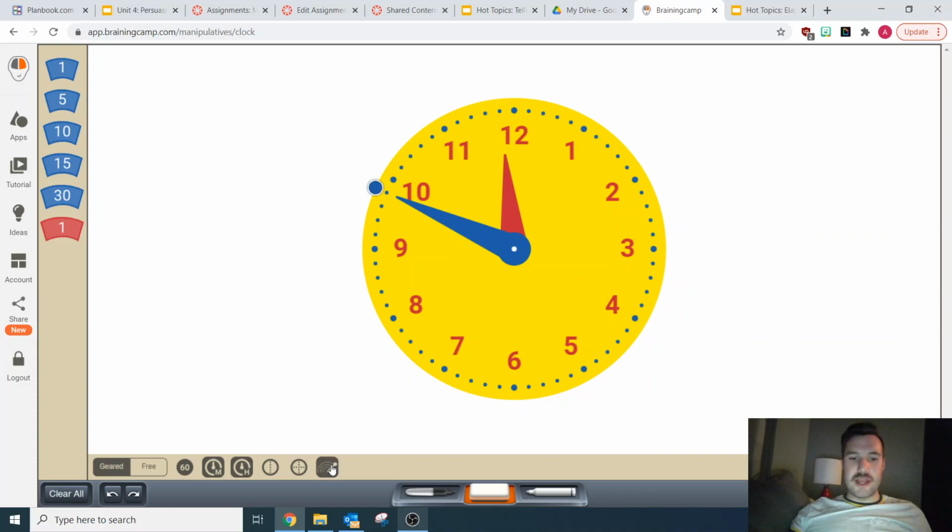So it's important that you're looking to see, okay, have we reached the increment of 5? And understanding that each one of these little dots is 1 minute, and each big one is 5 minutes from the next.